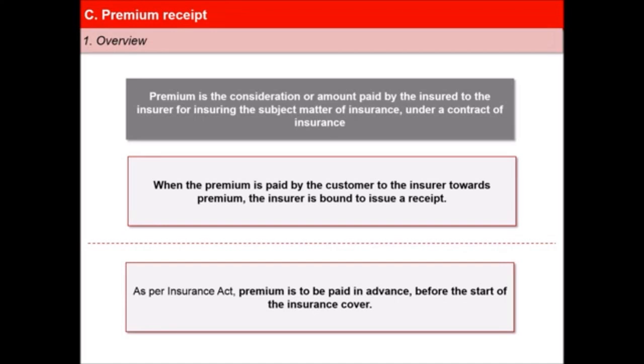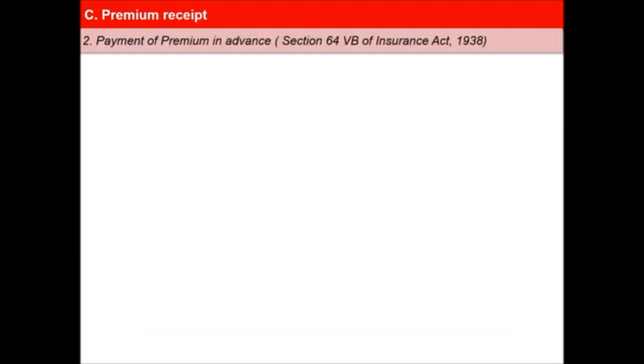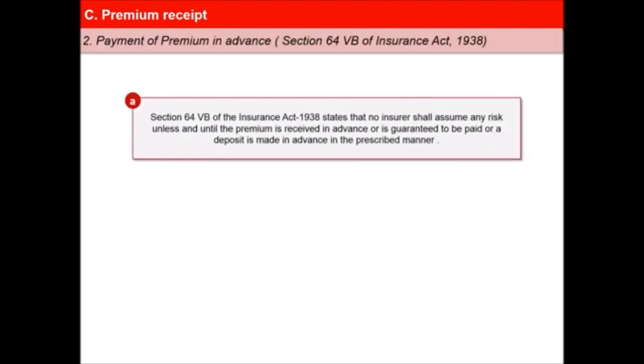This is an important provision which ensures that only when the premium is received by the insurance company, a valid insurance contract can be completed and the risk can be assumed by the insurance company. Section 64 VB of the Insurance Act 1938 is a special feature of non-life insurance industry in India. It states that no insurer shall assume any risk unless and until the premium is received in advance or is guaranteed to be paid or a deposit is made in advance in the prescribed manner.